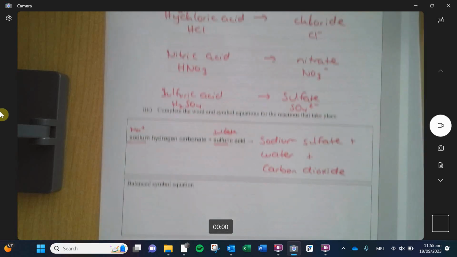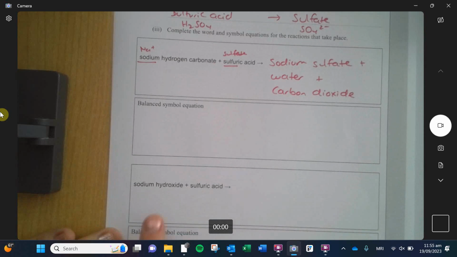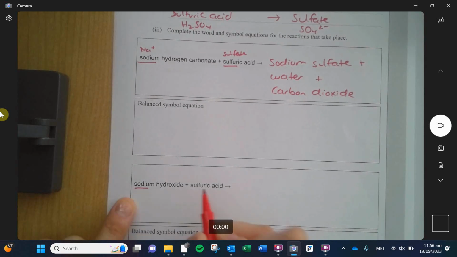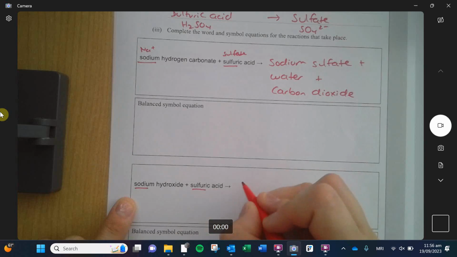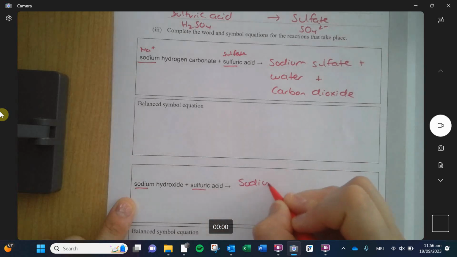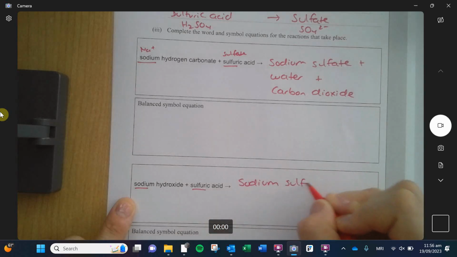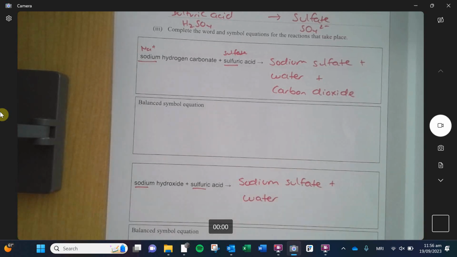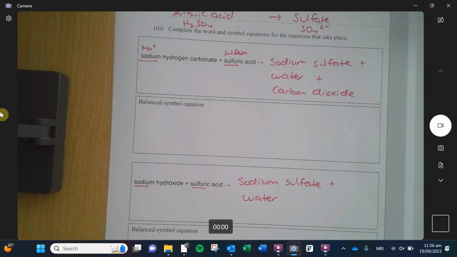So if I wanted to do the one on the bottom over here, the next reaction, it's basically the same setup. You have sodium and you have the sulfate, so sodium sulfate again, plus water. There's no carbon dioxide in this example because this is a hydroxide.